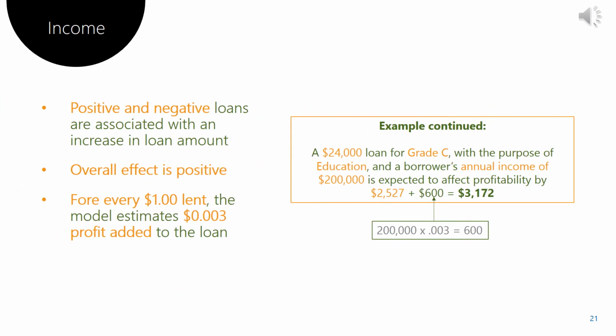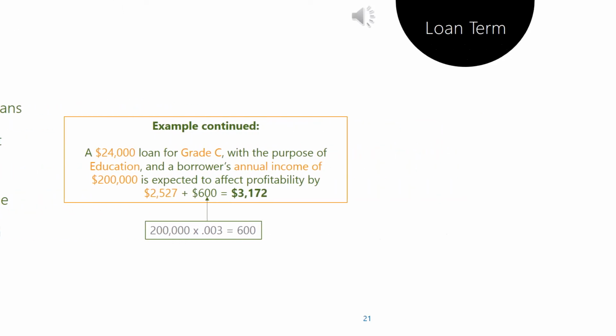Now, continuing with our sample loan and our equation, we have, again, a $24,000 loan, grade C, purpose education. Now we're going to add the borrower's income of $200,000. That adds $600 to our profit, totaling $3,172. And again, that $600 comes from $200,000 times 0.003. That's our model estimate. That gives us the $600.